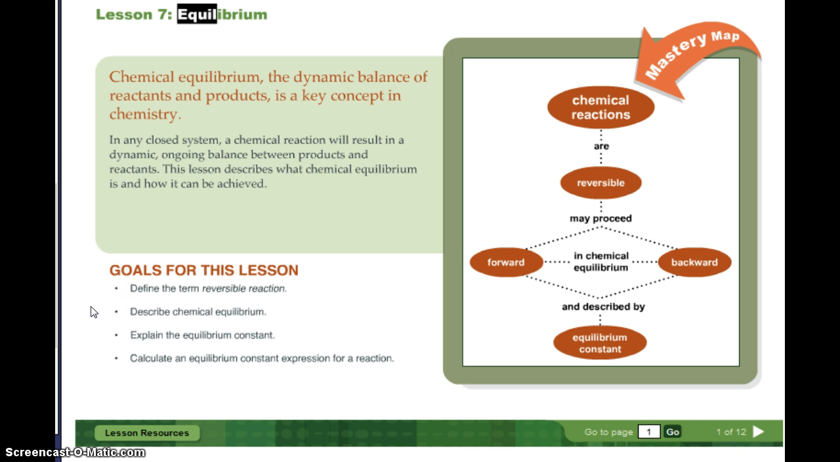Goals for this lesson: define the term reversible reaction, describe chemical equilibrium, explain the equilibrium constant, calculate an equilibrium constant expression for a reaction. Chemical reactions are reversible. They may proceed forward, and in chemical equilibrium, they may proceed backwards and are described by the equilibrium constant.